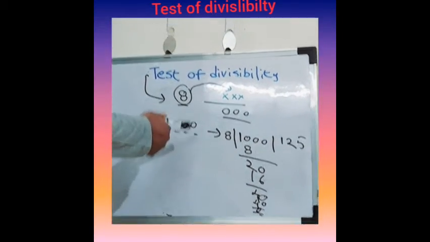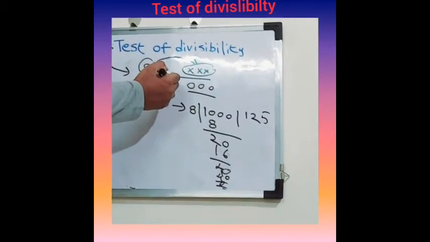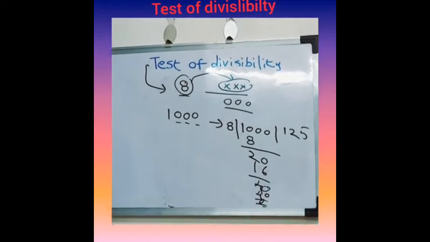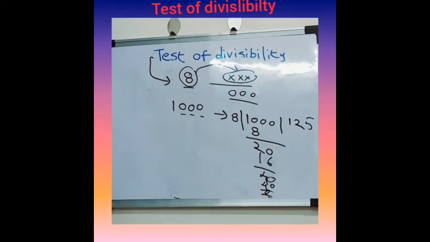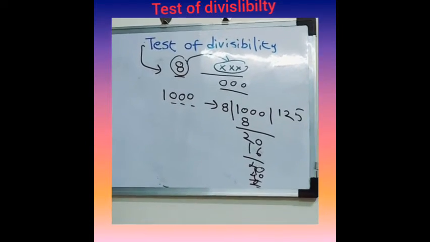Because the logic is: if the last 3 digits of a number are divisible by 8, then the number is divisible by 8. And if the last three digits of a number are 0, then the number is divisible by 8.